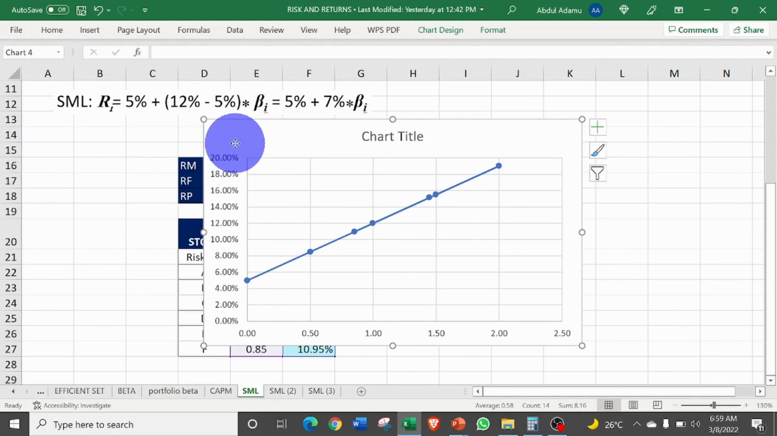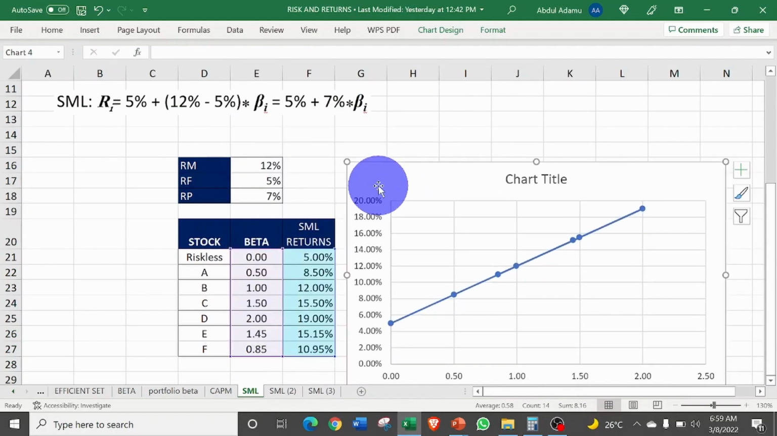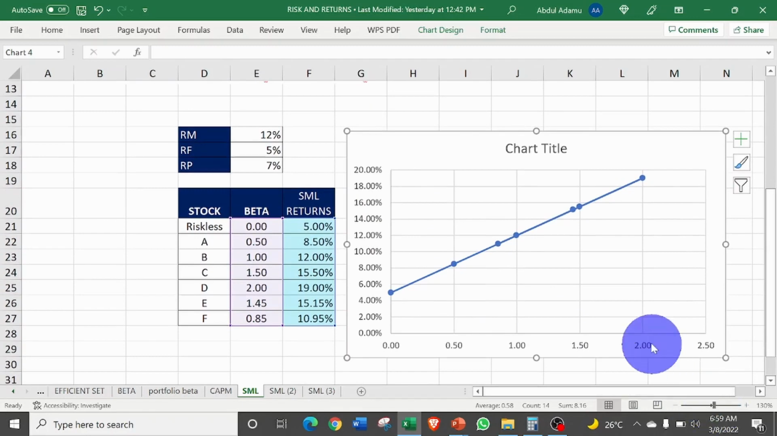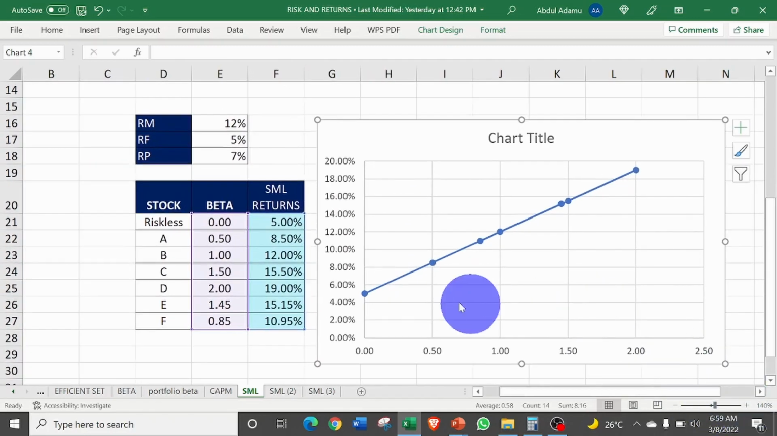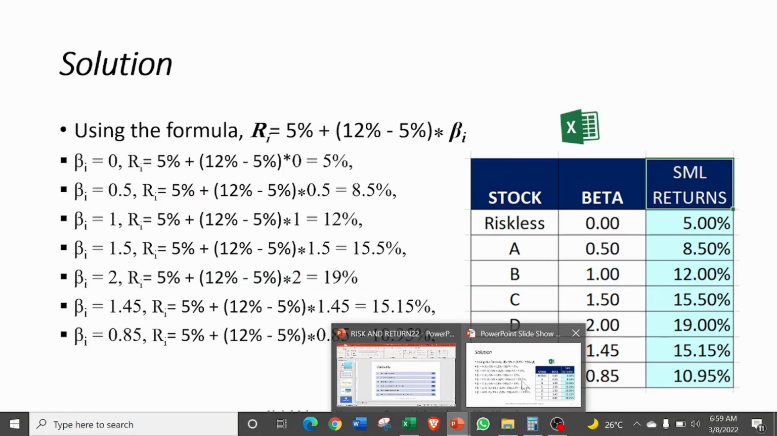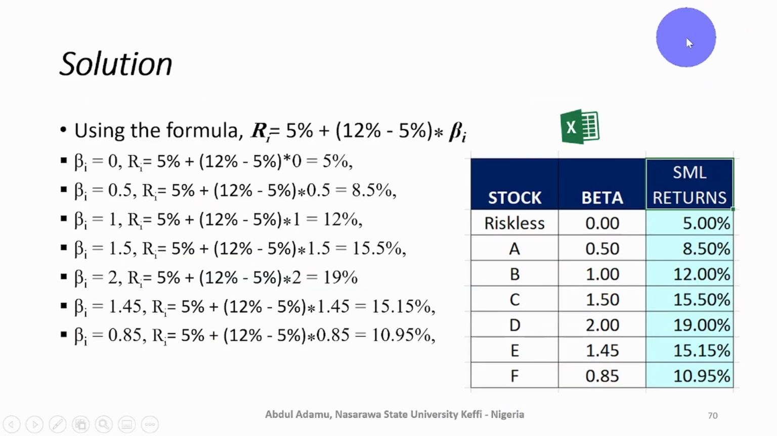The risk-free rate is 5%, which is here. This is at beta equals to 1, which is the market beta. This is the market portfolio. So you trace it here, the return is 12%, which is here. So let's go to our PowerPoint to see the clean copy, the one I have worked on.